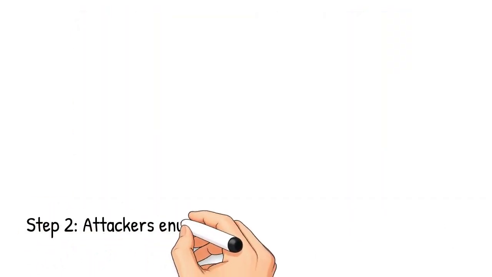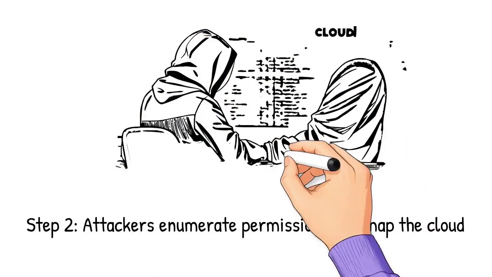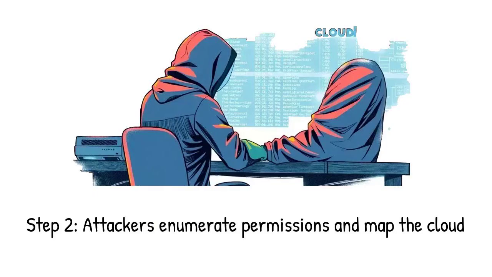Step 2. Enumerate permissions. Attackers run commands like aws iam list-roles, aws s3 ls, aws ec2 describe-instances. They map out what the key can access, what permissions it has, what data it can read, what services it can modify. This is reconnaissance.